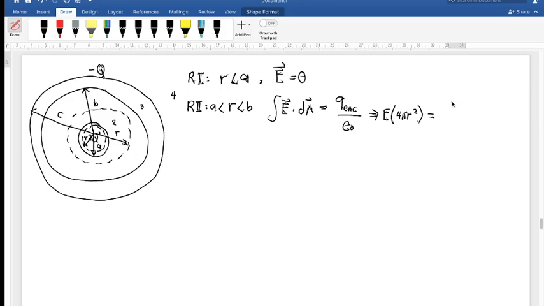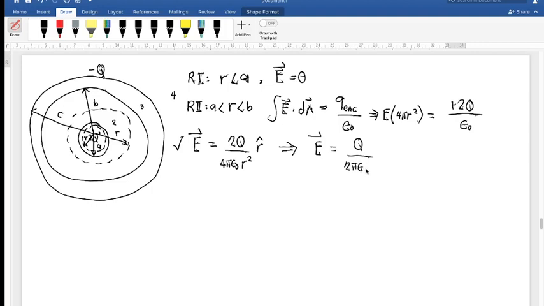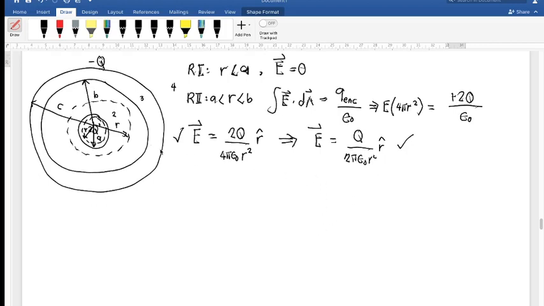So we have positive 2q divided by epsilon sub naught, and then E is equal to 2q over 4 pi epsilon sub naught r squared. Since the 2q is the charge of the solid conducting sphere, it is positive, so the direction is r hat, meaning radially outward. You can stop here with the answer, or you can simplify further to q over 2 pi epsilon sub naught r squared. Either way, it is a correct answer, it doesn't matter. So that is region 2.